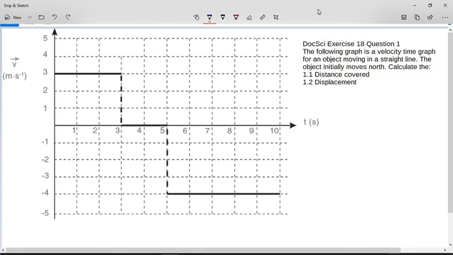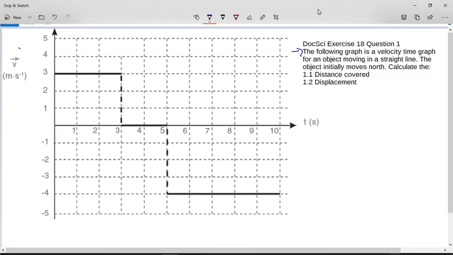Okay, let's look at this DocSci exercise 18 question 1. It says to you, the following graph is a velocity time graph for an object moving in a straight line. The object initially moves north. Calculate the distance covered and the displacement.